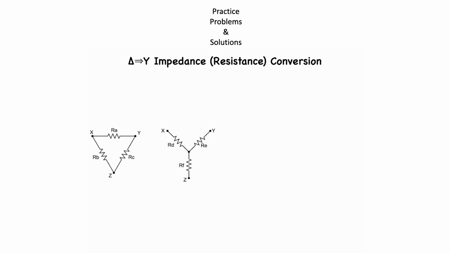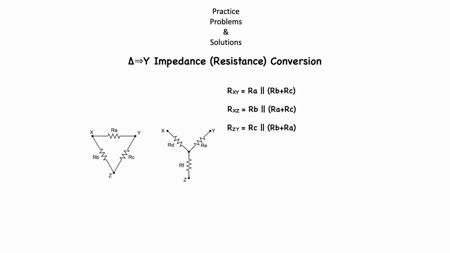A true equivalent circuit would represent the same resistance between any two terminals as the original circuit. Looking at the delta circuit, between the 2 points X and Y, the resistance would equal RA in parallel with the quantities RB in series with RC, and the 2 points XZ, the resistance would equal RB in parallel with the quantity RA plus RC, and the 2 points ZY, the resistance would equal RC in parallel with the quantity RB plus RA.